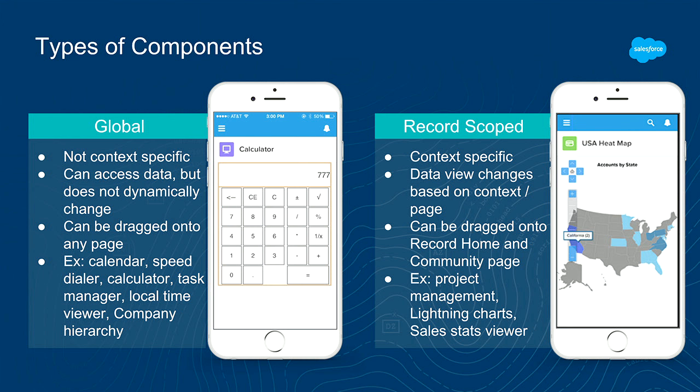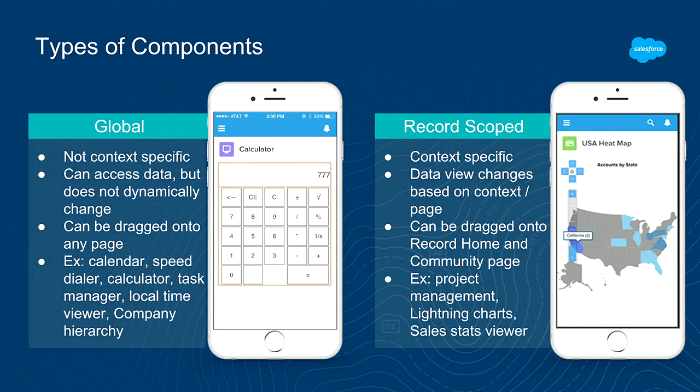What do I mean by that? There are global components and record scoped components. Global components are not context specific. That means they look the exact same wherever they're placed. For example, a calculator. A calculator will look the same on whatever page it's put on. Another example is a company hierarchy. Say you want to have an org chart as a component. A customer could put that in their org, and it could use that org's data and then display the org chart or the company hierarchy, but that would look the exact same whether it's on an opportunity page, an account page, or whatever. Something to note is that global components can use data from orgs, but the data doesn't change, if that makes sense.